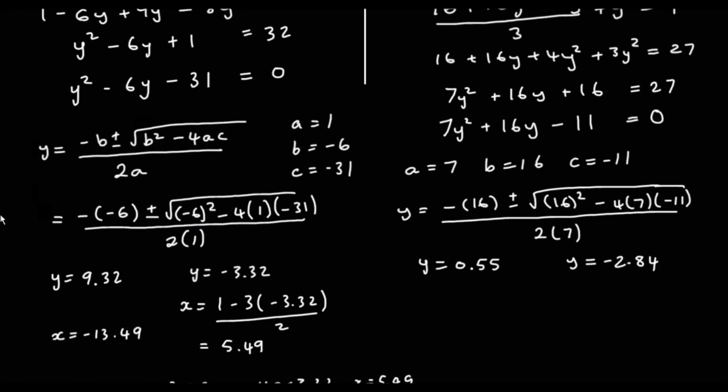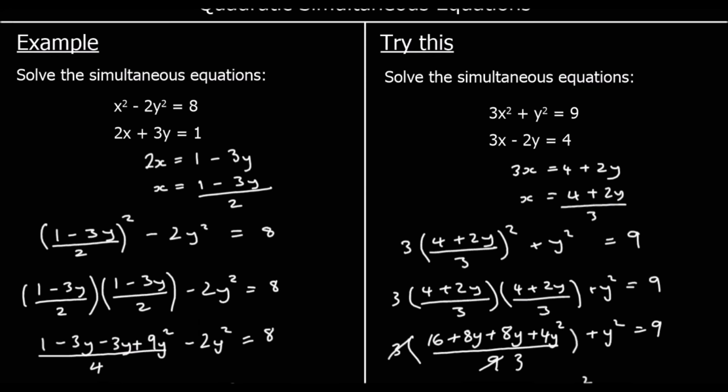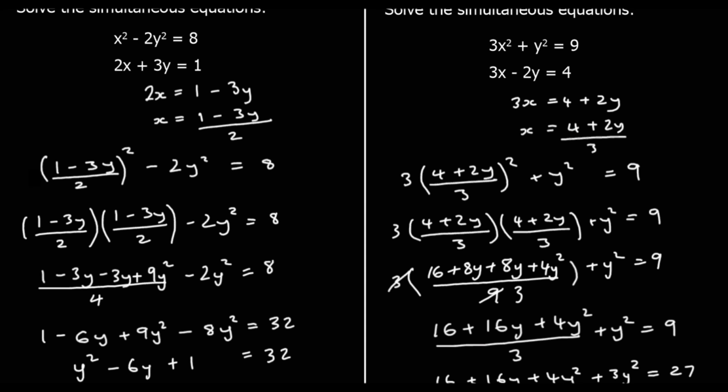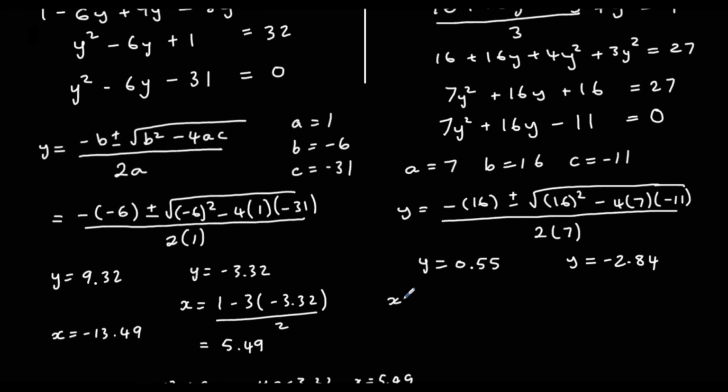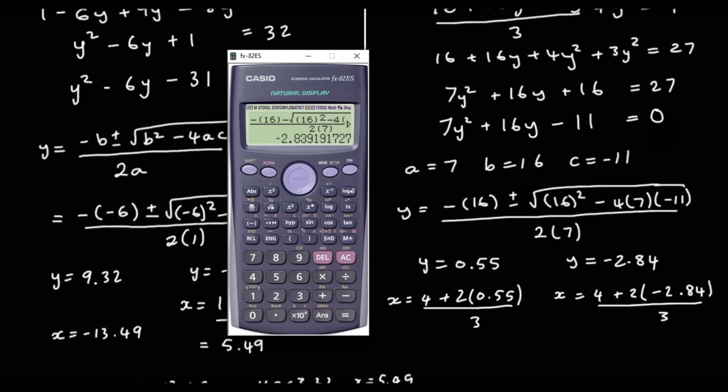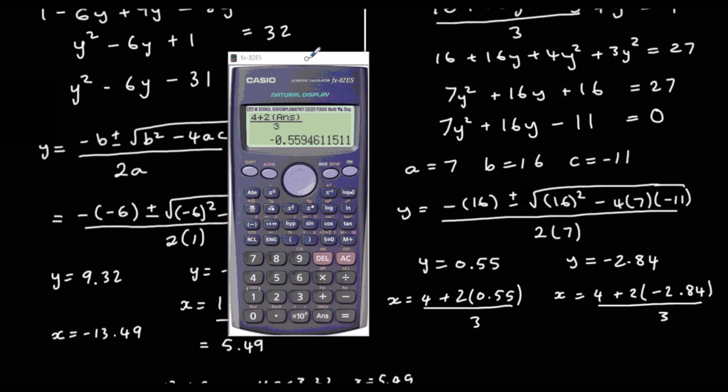And x is 4 plus 2y over 3. So x is 4 plus 2 0.55s over 3, or x is 4 plus 2 negative 2.84s over 3. So 4 plus 2 times our last answer over 3 is negative 0.56 to 2 decimal places.